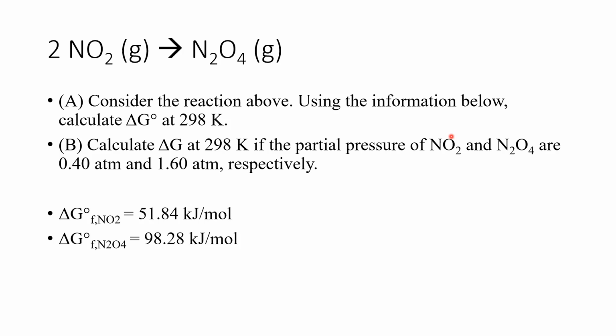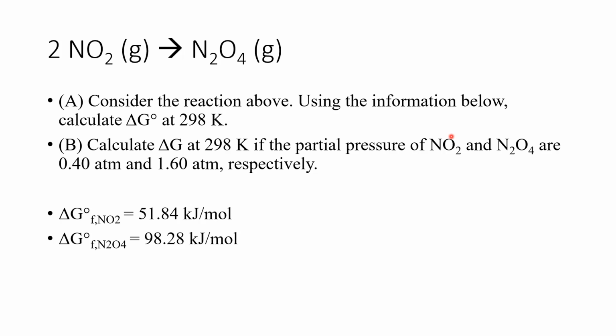And then with the next one, we've got this reaction, 2 moles of nitrogen dioxide is going to decompose into 1 mole of N2O4. And both of these substances are going to be gases. So we want to use the information below to calculate the delta G. And then we want the standard delta G. Then we want to calculate delta G with the given partial pressures there.